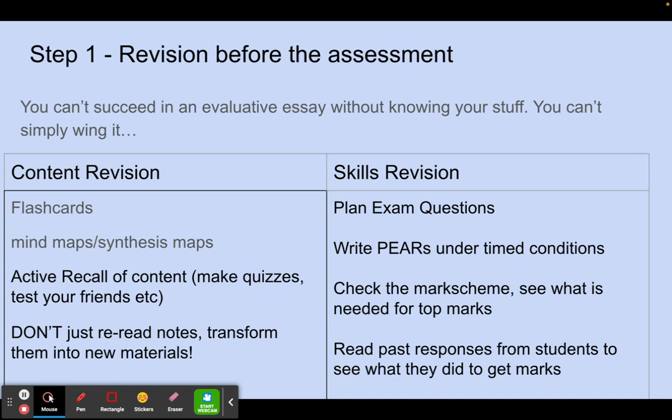In terms of skills revision, this is where I think most of you would benefit quite a lot from doing this sort of thing. Planning exam questions on Google Classroom, there are loads of past questions and kind of mock evaluative essay statements that you could use to plan as kind of a model or a practice for the real thing. Writing paragraphs under time conditions, checking the mark scheme, see what is needed for the top marks.